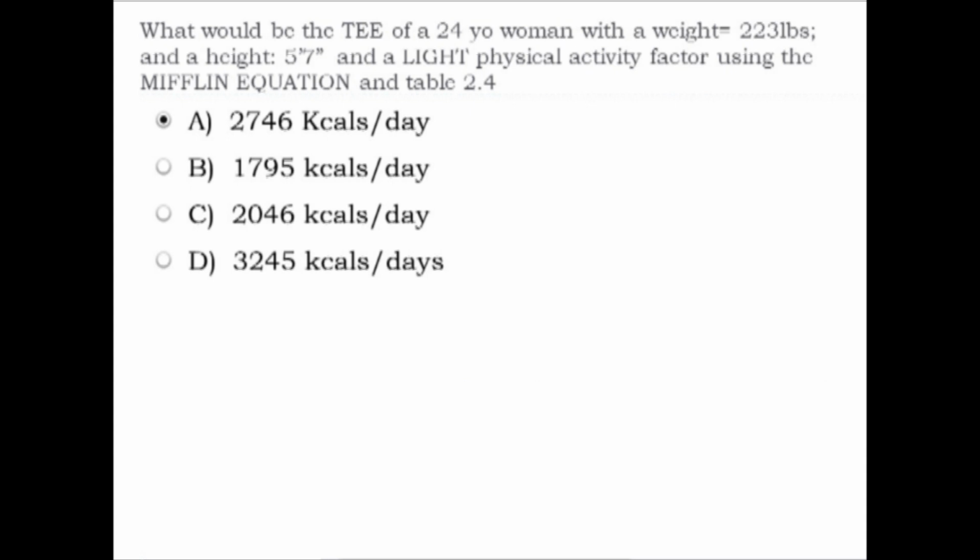Now, you should do the age. This is a woman, so it's 24 times 5 plus 161. That's 281. So 281 will subtract from 2076. The result should be 1,795. Remember, we're not doing the REE, but the TEE. So you multiply that REE amount by 1.53, which is the light activity, and you get 2,746 kilocalories.